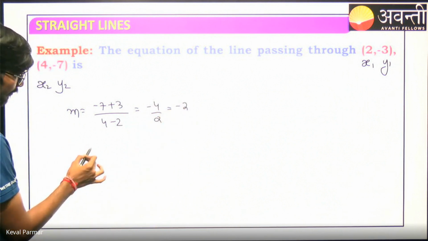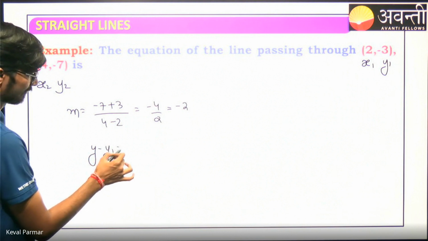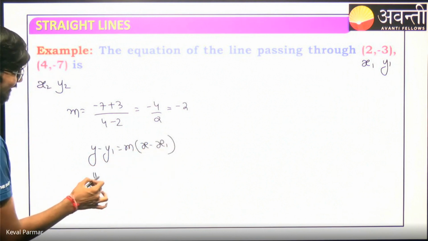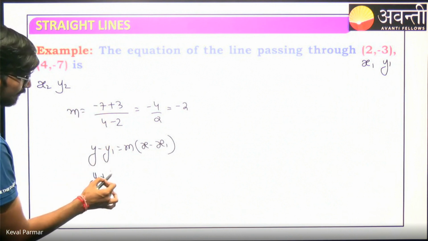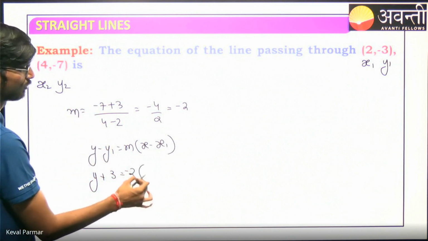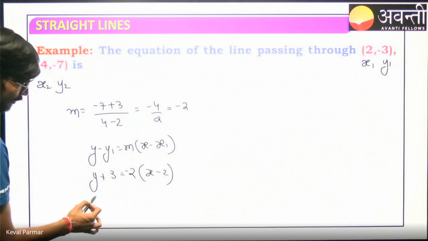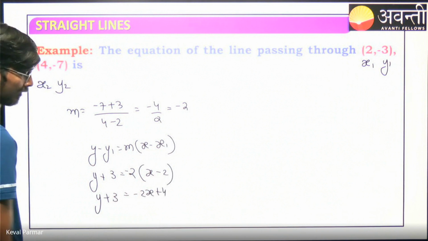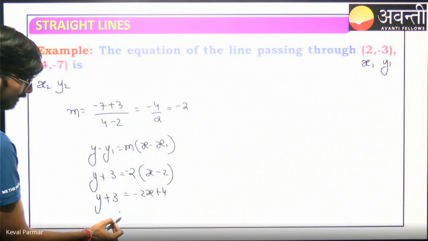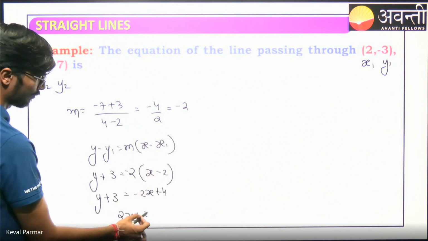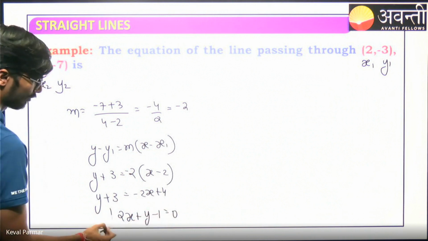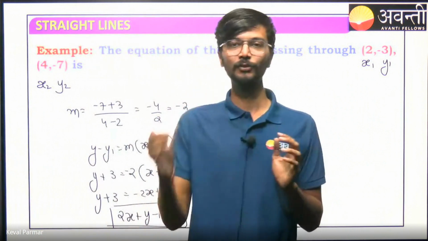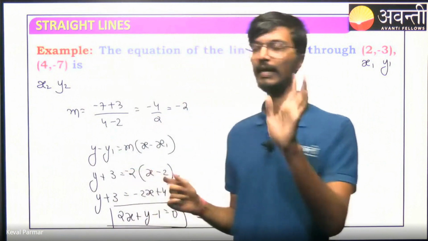What is slope point form? It is y minus y1 equals m times x minus x1. So y minus y1 will become y plus 3 equals minus 2 times x minus 2. So I'll get y plus 3 equals minus 2x plus 4. Let's move everything to the left hand side. So I'll get 2x plus y minus 1 equals 0. Simple. So whether or not I know other forms, I always use slope point form to get the equation of a line.